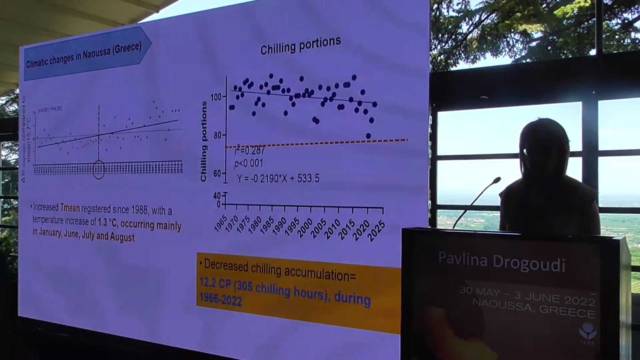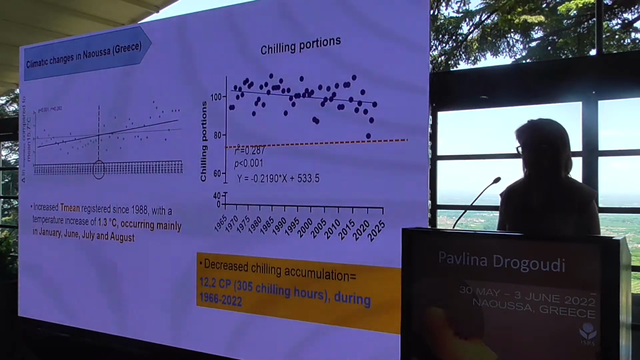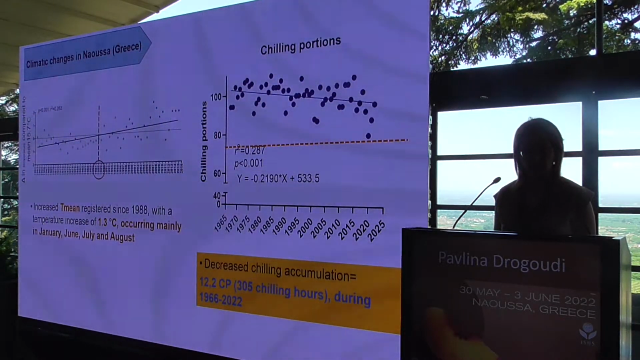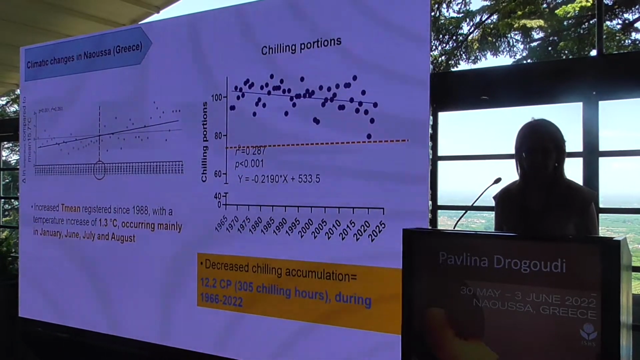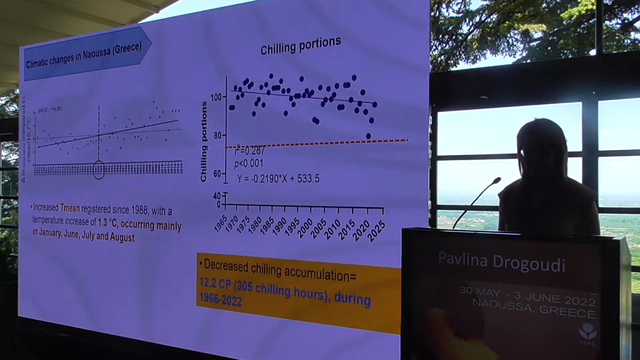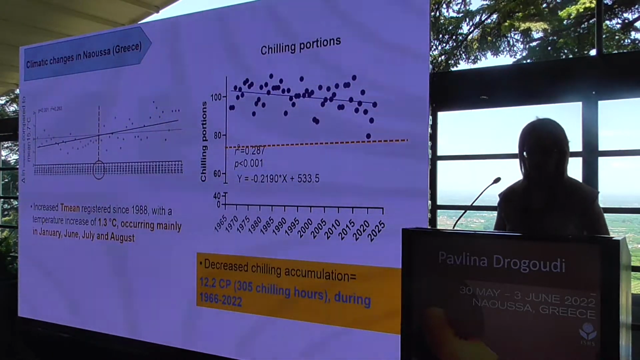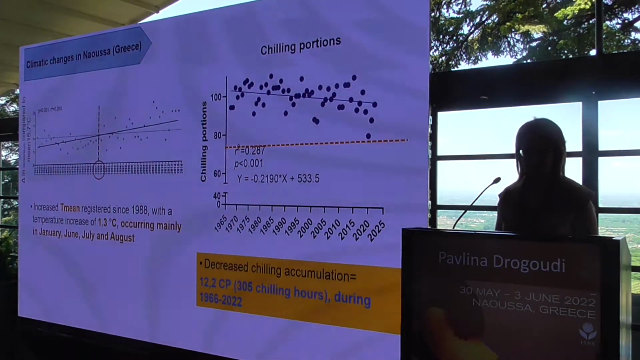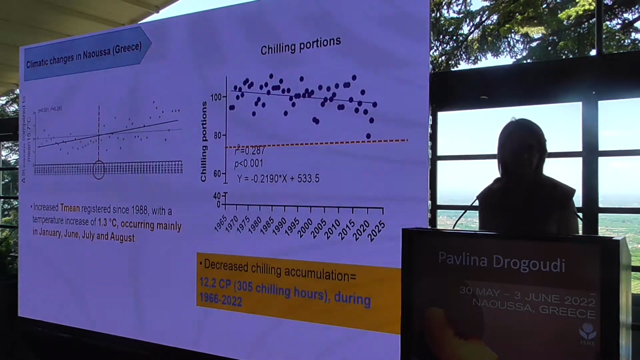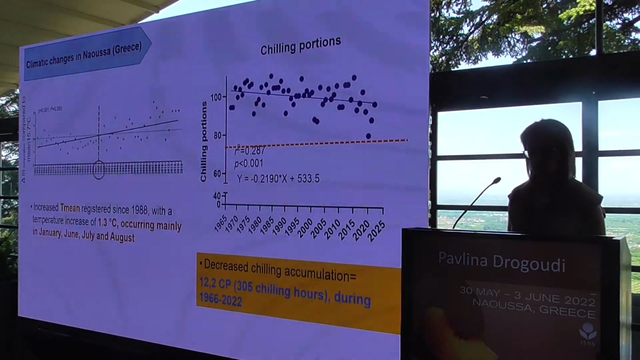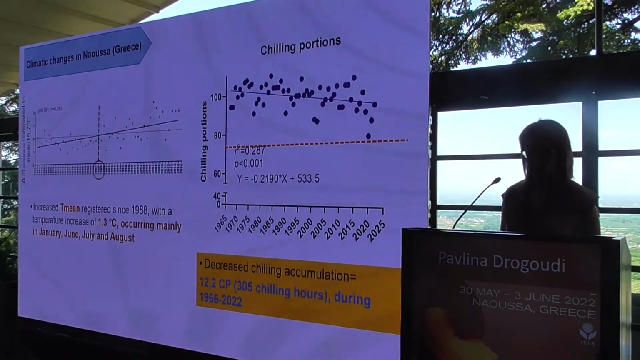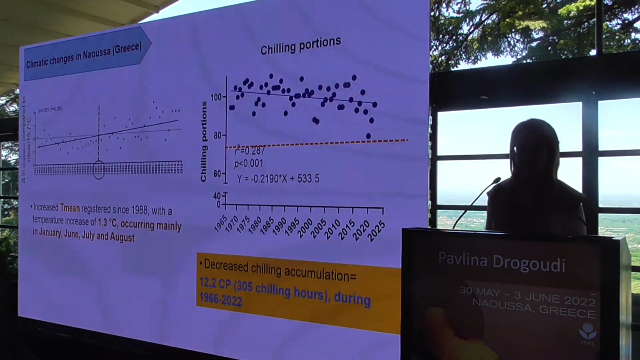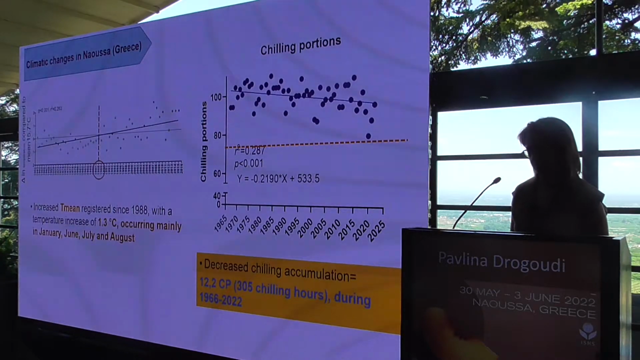And now talking about Nausa, it appears to be an area sensitive to climate change. Here on the left graph, you may see how the temperature changed since 1964, and it was 1988 when the change occurred, with higher temperature, a mean of 1.3 degrees Celsius, occurring mainly in January, June, July, and August. On the right graph, you will see how the chilling portions change, and it is important to see that we have a 12.2 chilling portions reduction between 1966 and 2022.